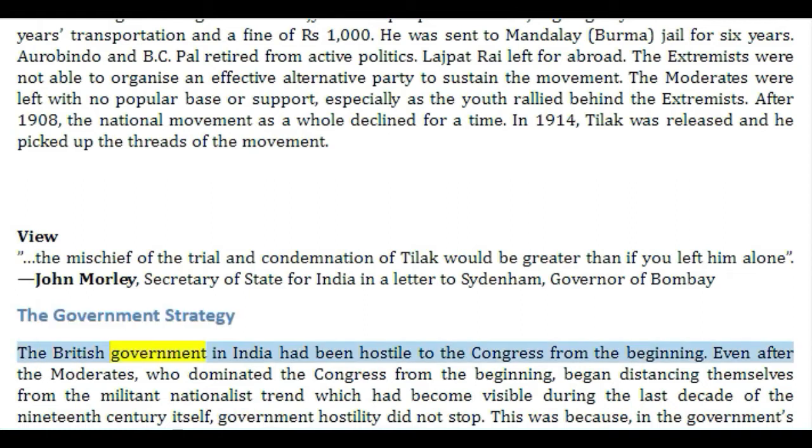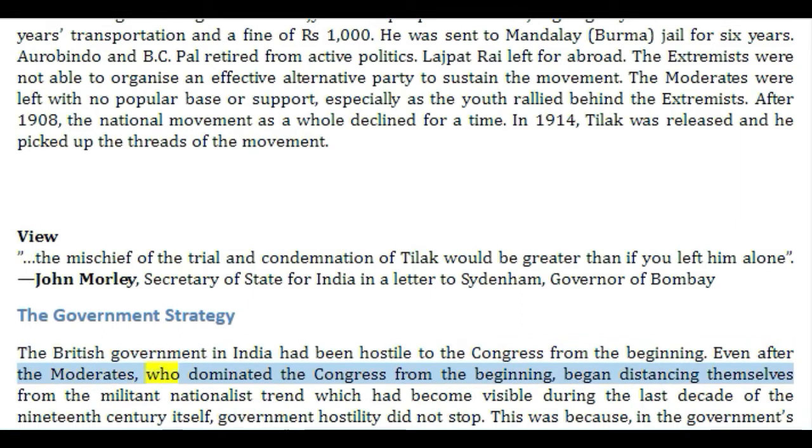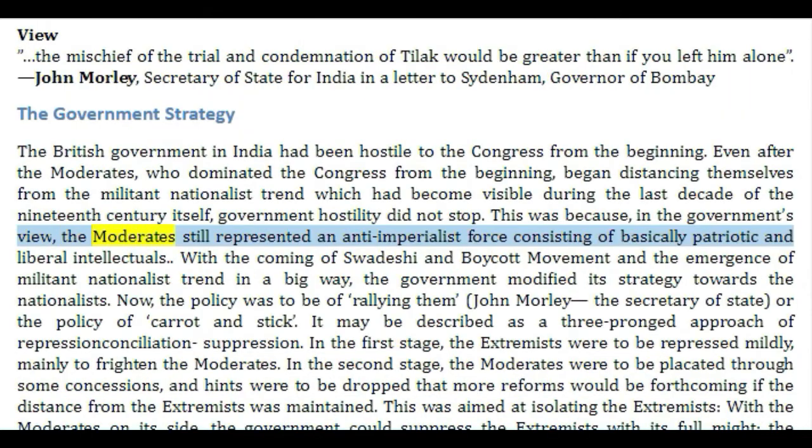The British government in India had been hostile to the Congress from the beginning. Even after the moderates, who dominated the Congress from the beginning, began distancing themselves from the militant nationalist trend which had become visible during the last decade of the 19th century itself, government hostility did not stop. This was because, in the government's view, the moderates still represented an anti-imperialist force consisting of basically patriotic and liberal intellectuals. With the coming of Swadeshi and boycott movement and the emergence of militant nationalist trend in a big way, the government modified its strategy towards the nationalists.